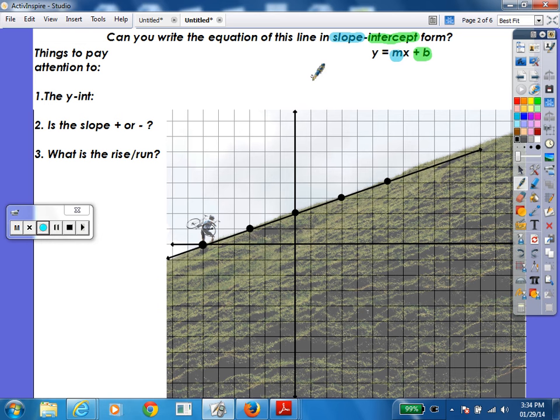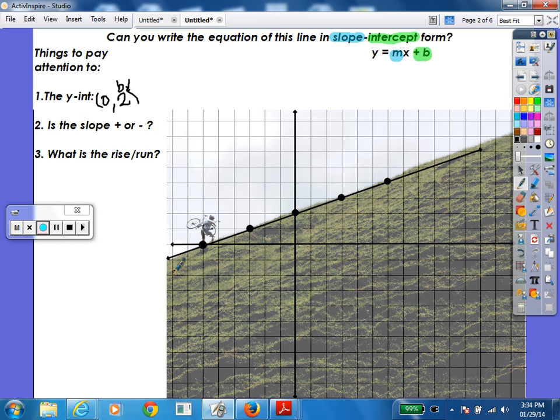Things that you pay attention to. The y-intercept. Now we know that it's right here on the y-axis. And so the y-intercept is (0, 2), with this being the number that we're going to plug in. And the slope. Now, things to pay attention to. Is this slope positive or negative?